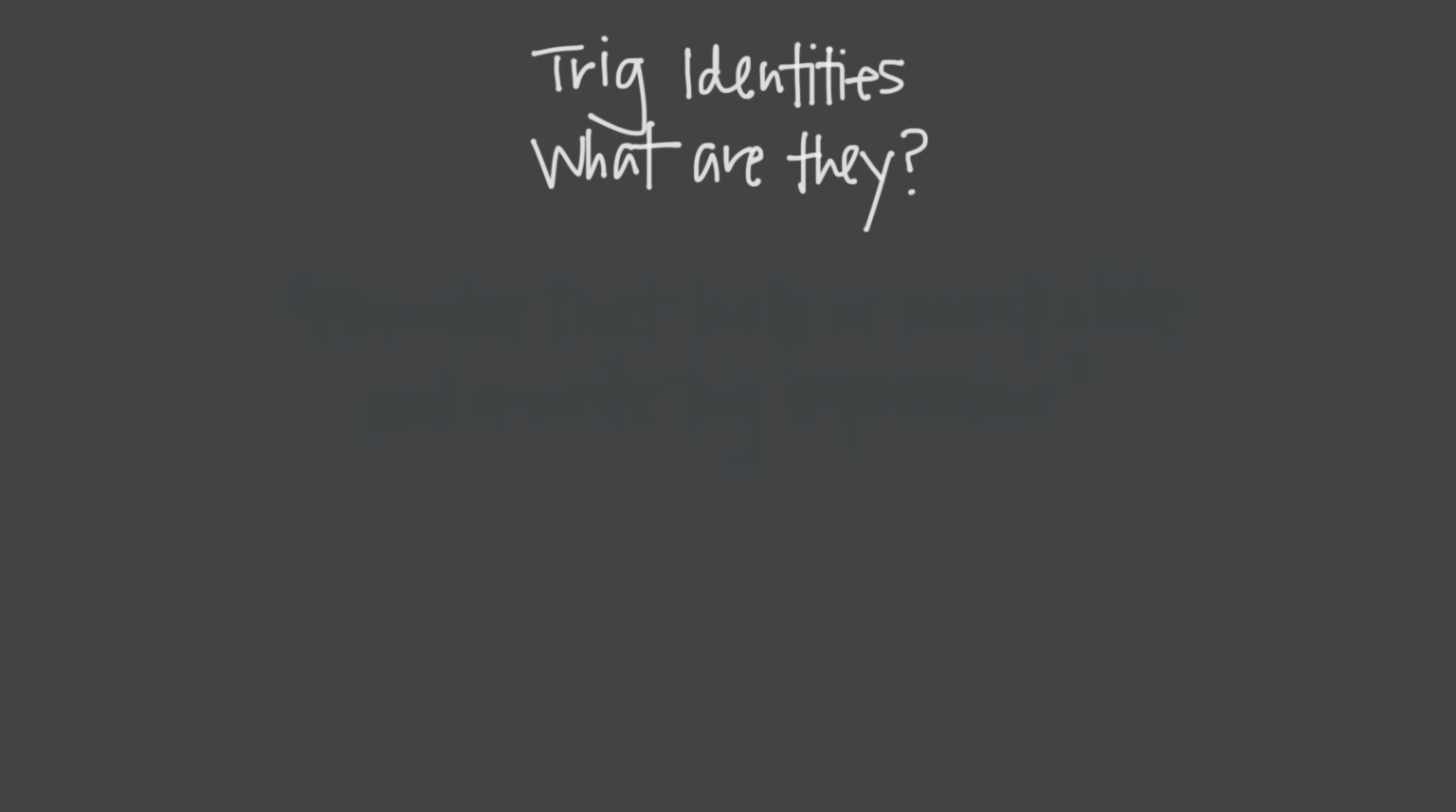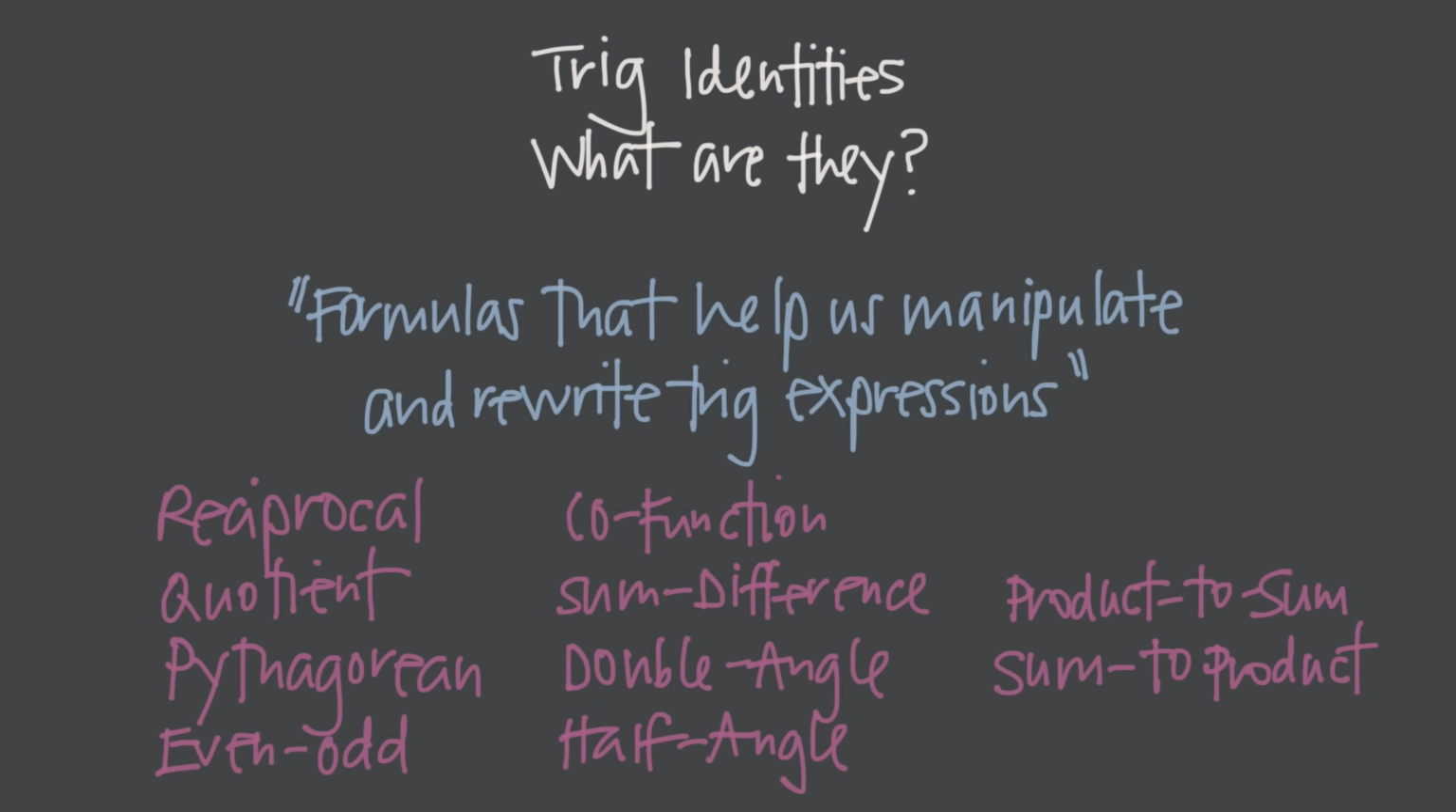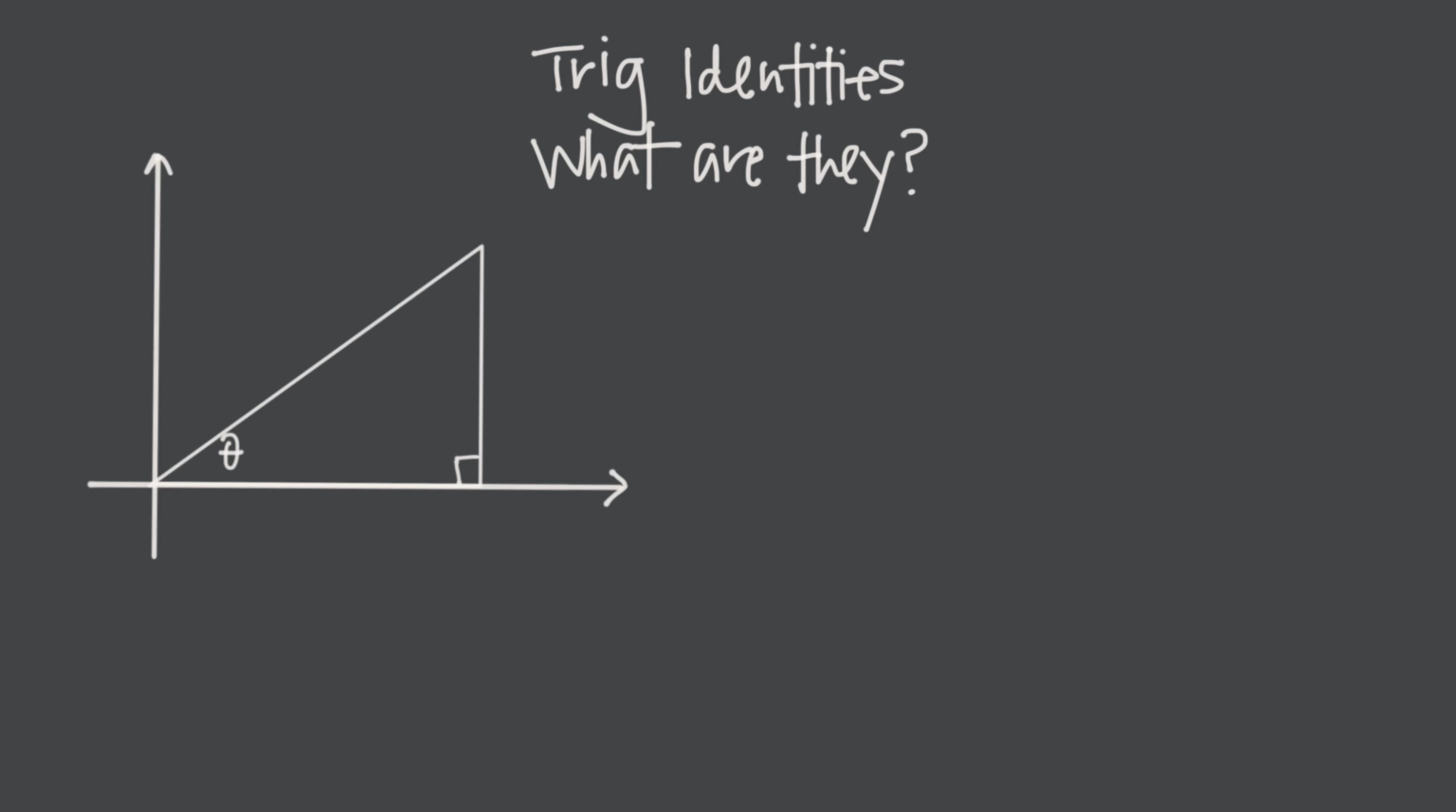Trigonometric identities are really just a bunch of formulas that help us manipulate or rewrite different kinds of trig expressions. In this video, we're going to be walking through many of the different types of trig identities, and then I'm going to show you how to remember some of the most important ones and how to derive or prove some of them. We're going to start with the trig functions themselves, and then look at reciprocal and quotient identities, Pythagorean identities, even, odd, and cofunction identities, some difference identities, double and half angle identities, and product to sum and sum to product identities. The thing to remember is that trig identities really aren't anything special.